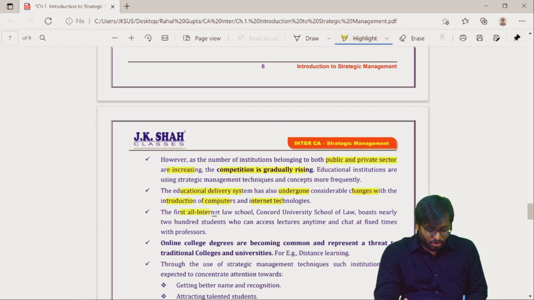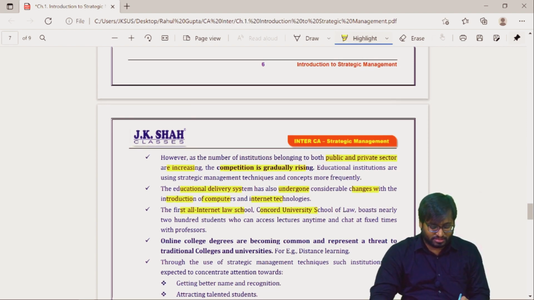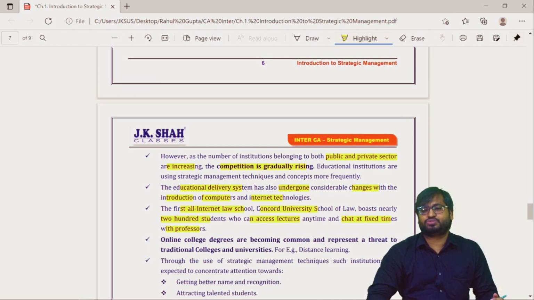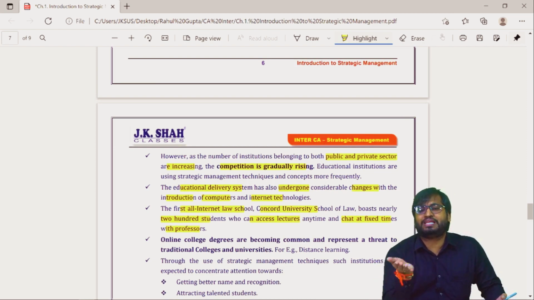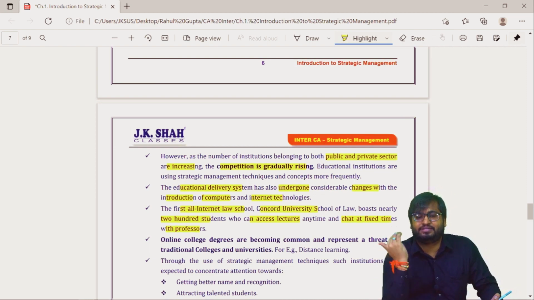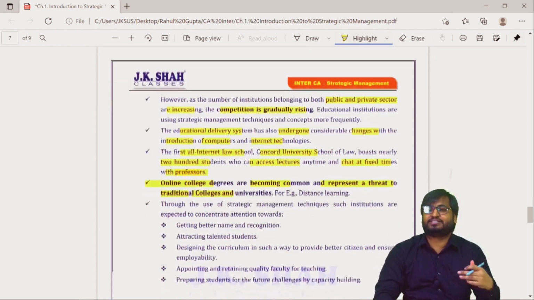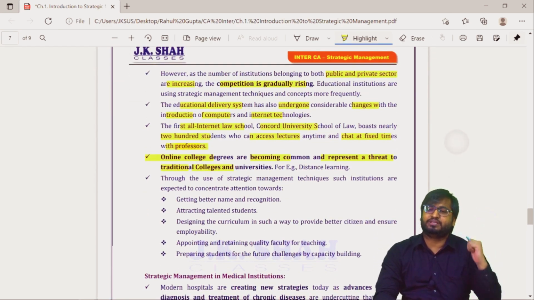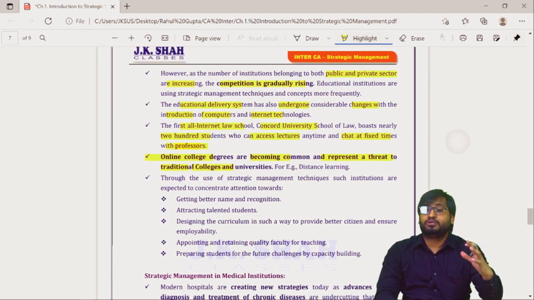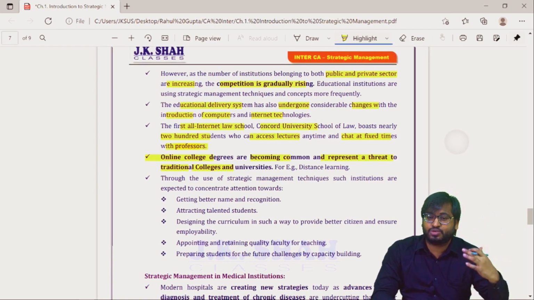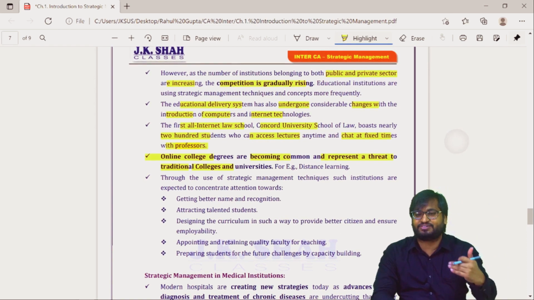The first all-internet law school in the US, that is Concord Law School, has nearly 200 students who can access lectures anytime and chat at a fixed time with professors. So this is again an example wherein online studies are now more prevalent. Online college degrees are becoming common and represent a threat to the traditional colleges. Just like the certification course from Google. Do a 1 year certification, not just any certification. Google is giving you a certification, so it has a value.